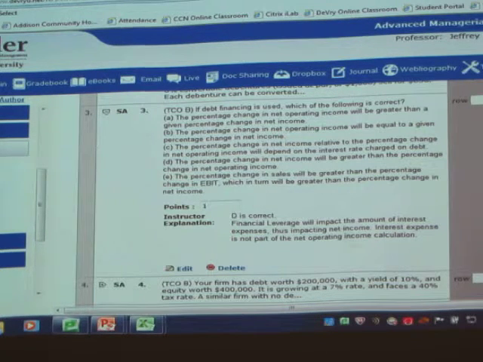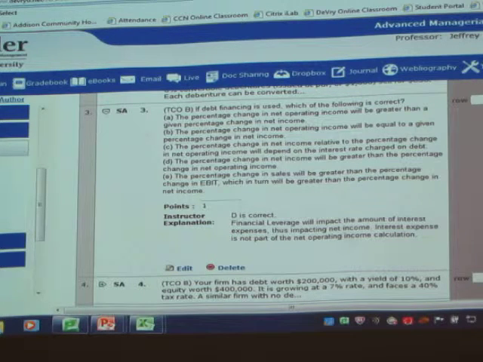That only has effect on what? Net income. Net operating income is the same as EBIT. So how much leverage you have doesn't have any effect on EBIT. It does have an effect on your net income.